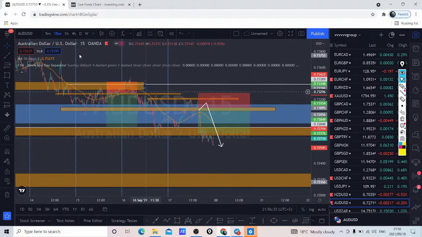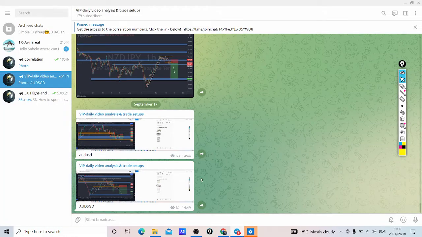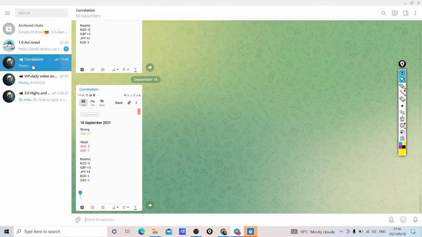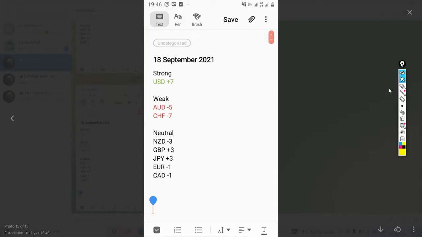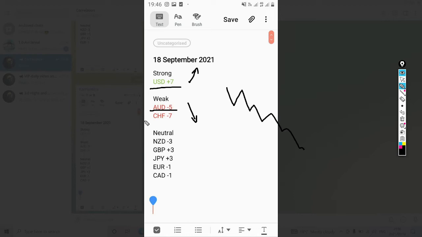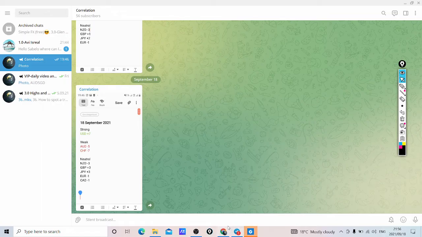Now, what is the next move? We go back and look at the correlation. So AUD is down, USD is up. That means we are still looking for a sell on AUDUSD. We are still looking for a sell.